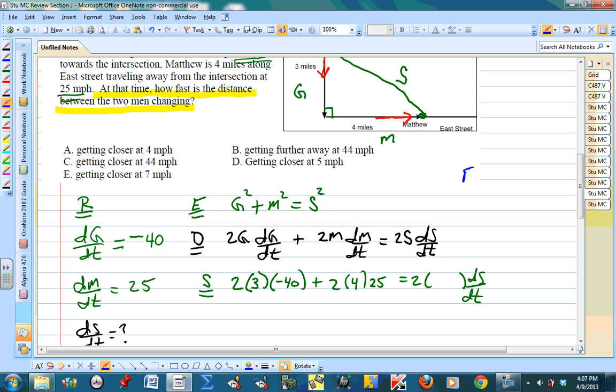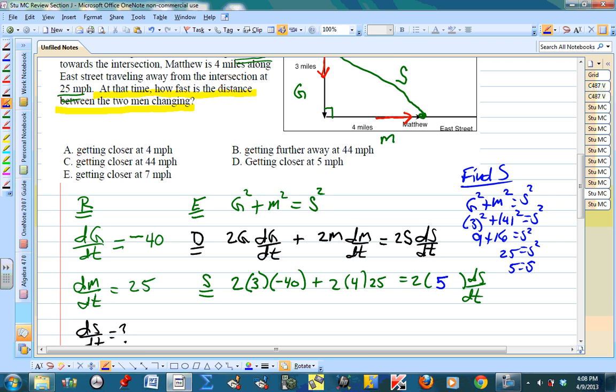So to find s at this moment, let's use the Pythagorean theorem. g squared plus m squared equals s squared. Well, g is 3. 3 squared plus m is 4. 4 squared equals s squared. 9 plus 16 equals s squared. 25 equals s squared. 5 equals s.